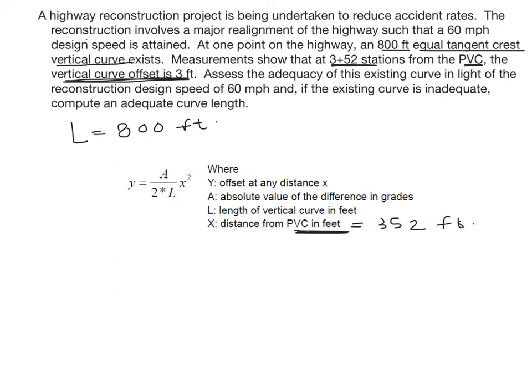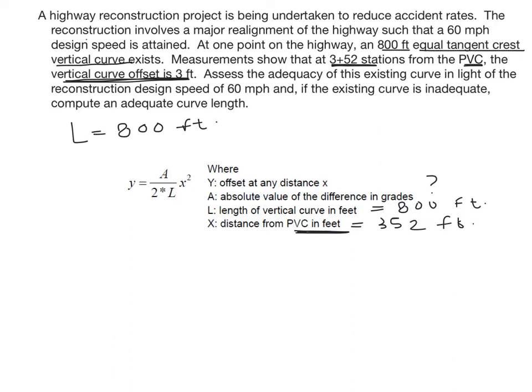What else do we know in this equation? We know the length of the vertical curve, it's 800 feet. Capital A, absolute value of difference in grade. Do we have any indication of what the grades on this vertical curve are? They are not given at all. So we don't know anything about this capital A value, because if we don't know the individual grades, we probably don't know capital A as well. Maybe we do know something about that, but we'll see.